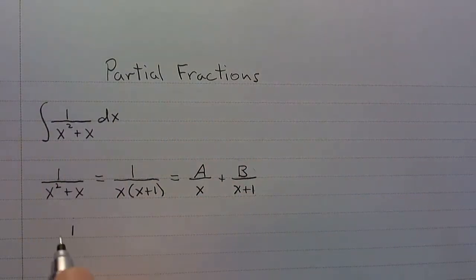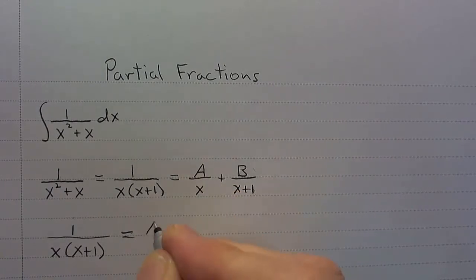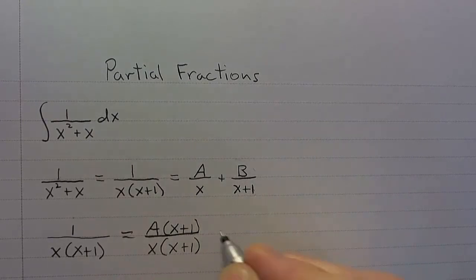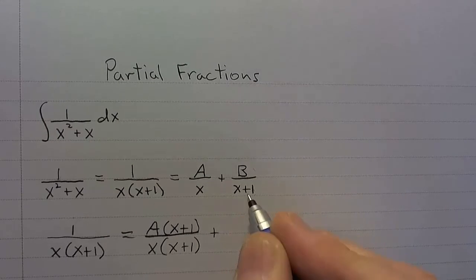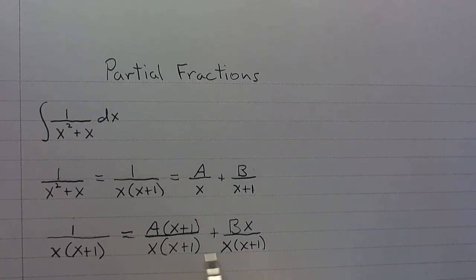So let's see what we would do. We have this so far: 1 over x times x plus 1 equals, now let's see here, what I need in the top and the bottom of this fraction is x plus 1. So I'm going to multiply the top and the bottom by x plus 1. See? So I'm just building up that fraction. I'm going to add it. And then over here, I need an x, so I'm going to multiply the top and the bottom by x. Okay. Now we've got the same denominator.